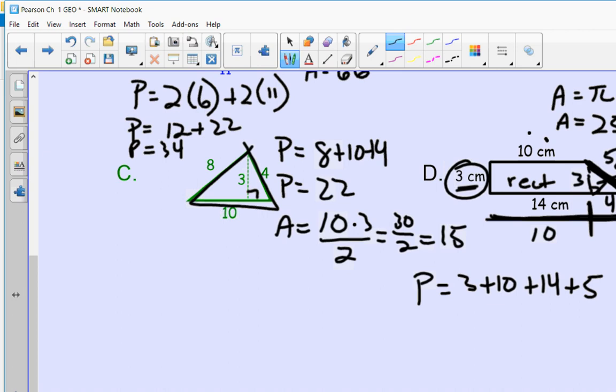It gets me the perimeter. I'm going to add those all up. And I'm going to get 3 and 10 is 13, plus 14 is 27, plus 5, 32. And they did give me a unit, so 32 centimeters. Okay, all right. So hopefully you follow that. It's just something that will come up a lot. Break it up into pieces that you can work with.